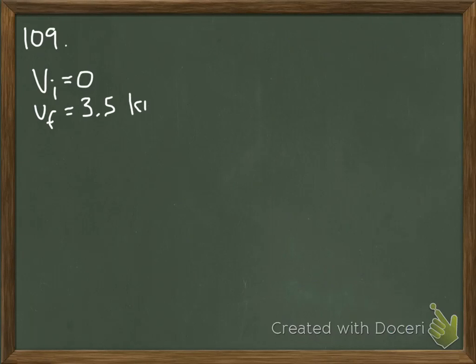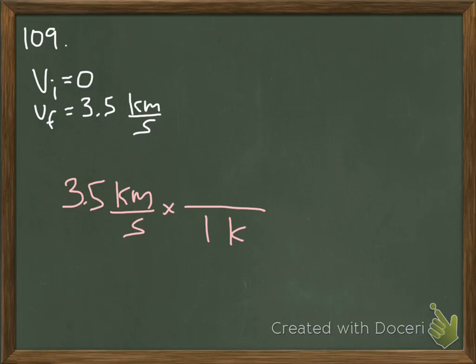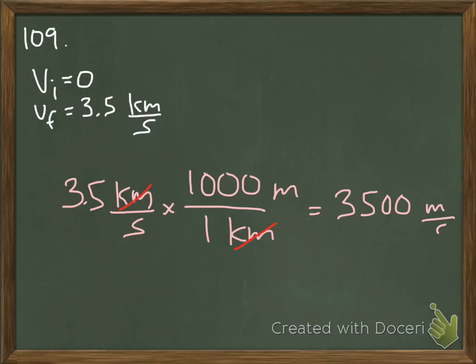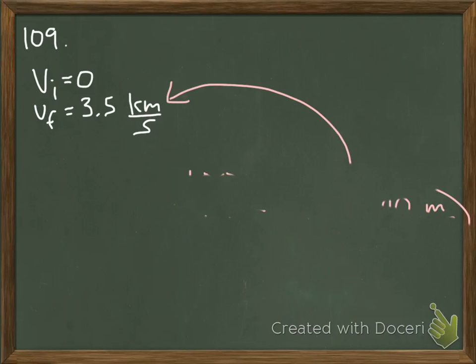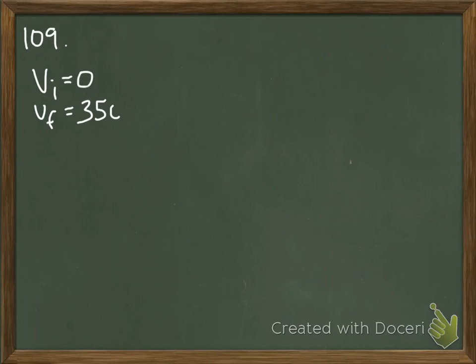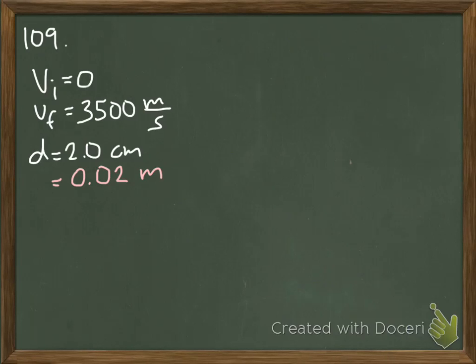In question 109, we are given the final velocity. We can assume that the initial velocity is 0 because it's a gun, so it's starting from rest. The bullet, or in this case the satellite, is starting from rest. Now what I just did was I converted 35 kilometers per second into meters per second, and then we got to convert our distance, which is in centimeters, into meters.